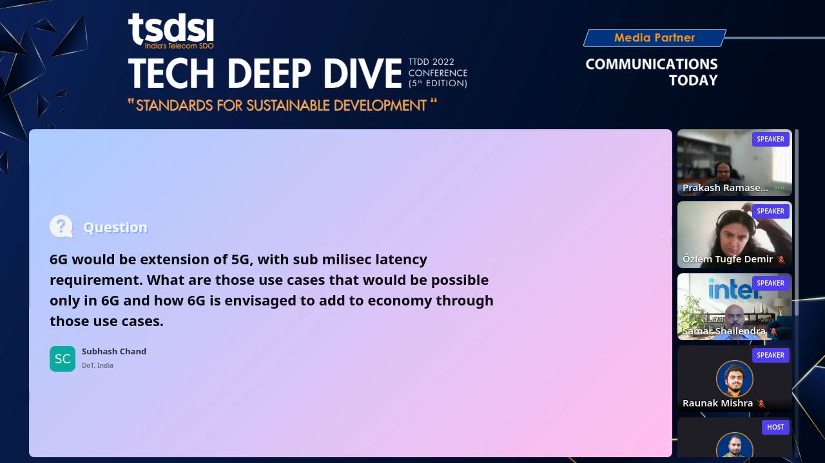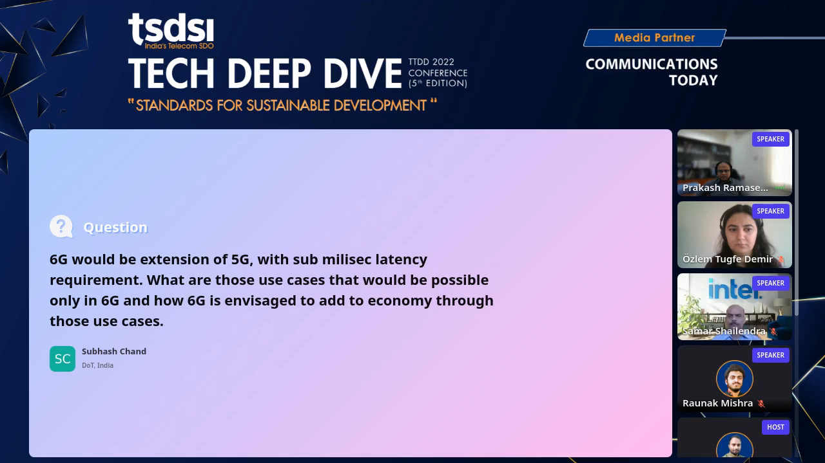See, sub-millisecond latency requirements means we are going towards real-time transmissions. So real-time video, any kind of real-time communications, even holograms and real-time presentations of a person everywhere. Whenever you are trying to go to millisecond latency, basically you are talking about real-time transmissions.